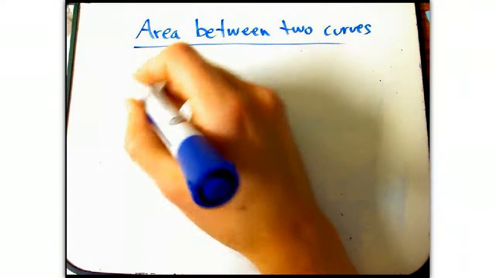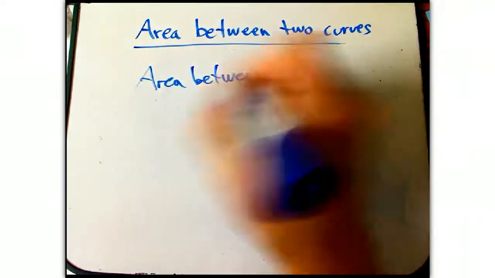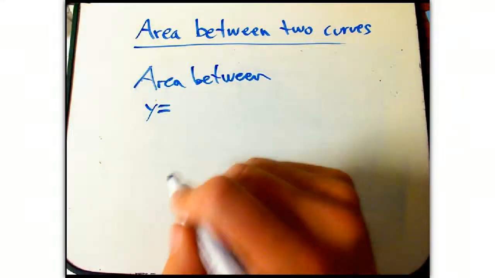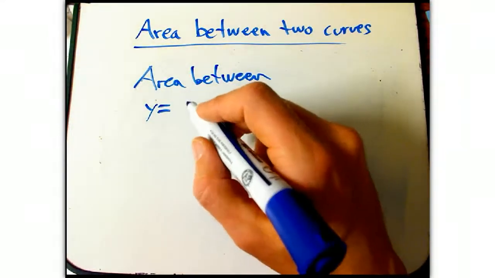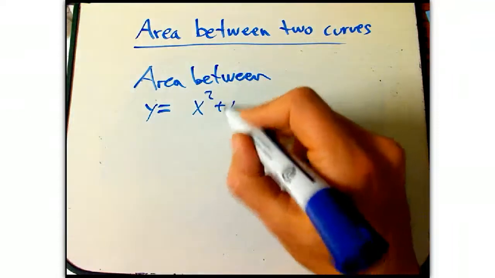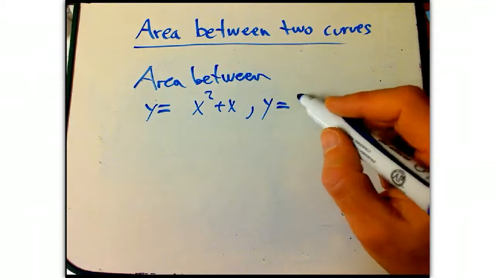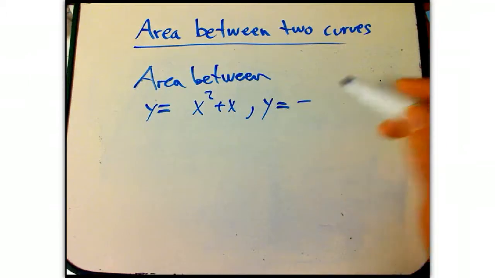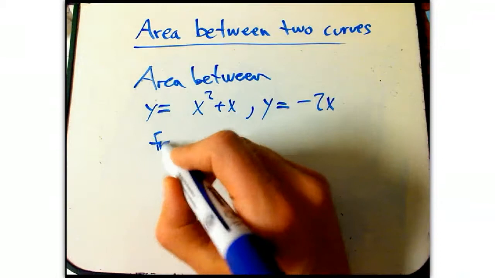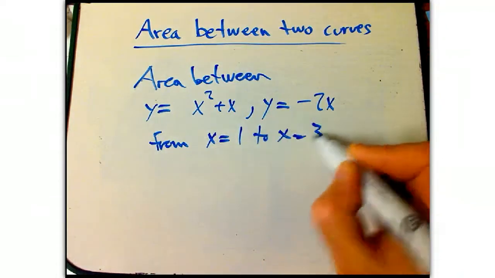Let's say the area between y equals, let's say, just real simple, x squared plus x, and y equals, let's purposely do a negative, let's say minus 2x, from x equals 1 to x equals 3.